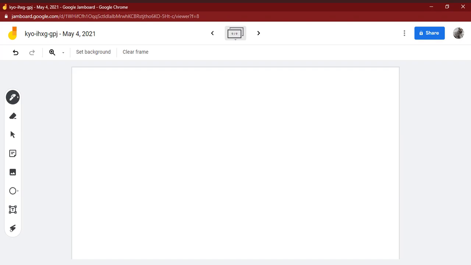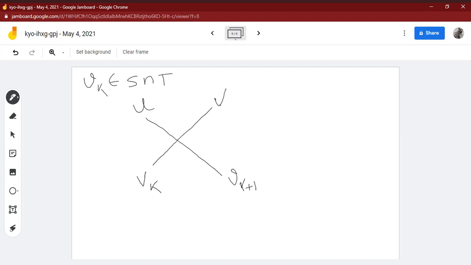Now what we do is suppose Vk is a vertex belonging to both S and T. Let us suppose that Vk belongs to both S and T. Then what happens? u will connect to Vk+1 according to the definition, and v connects to Vk according to the definition of S and T.